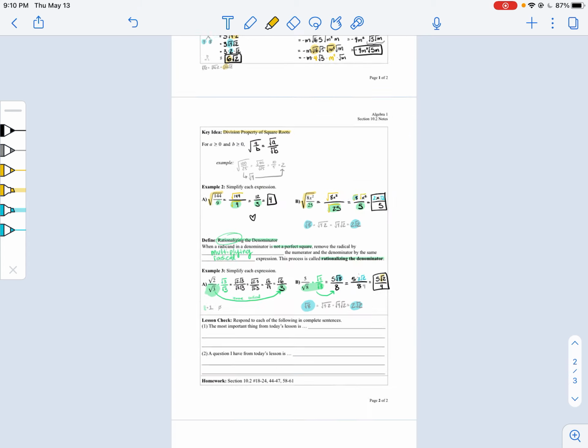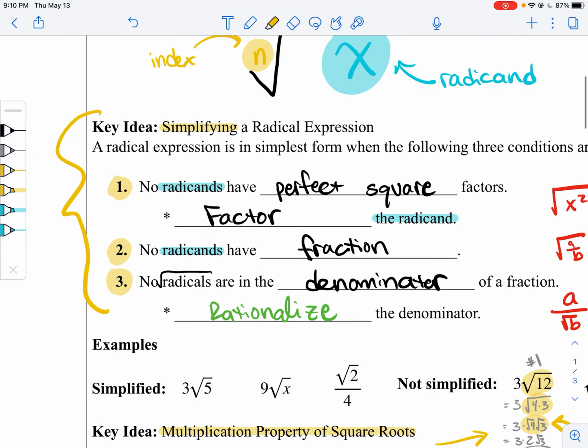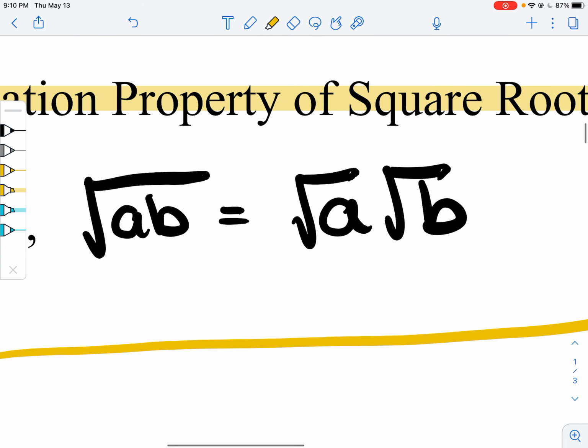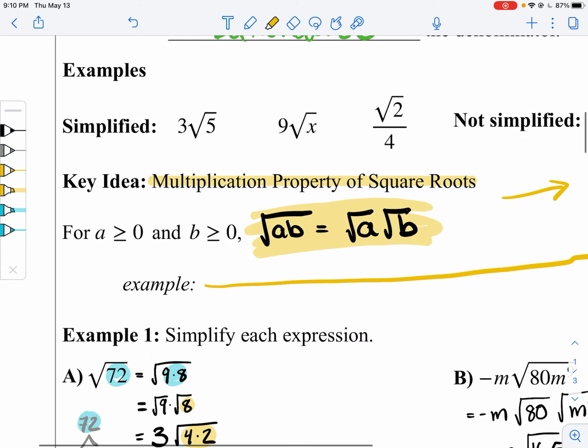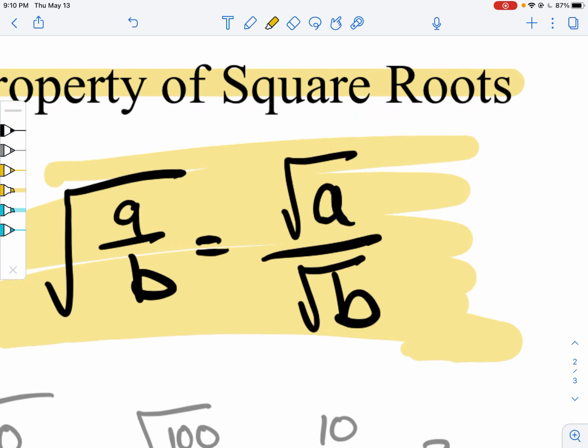Okay, cool. So your key idea is right here. These are the 3 conditions you need to have a simplified radical. Remember that you can multiply square roots and back again. And you can also divide square roots and back again, so long as you have a wonderful time on your homework.